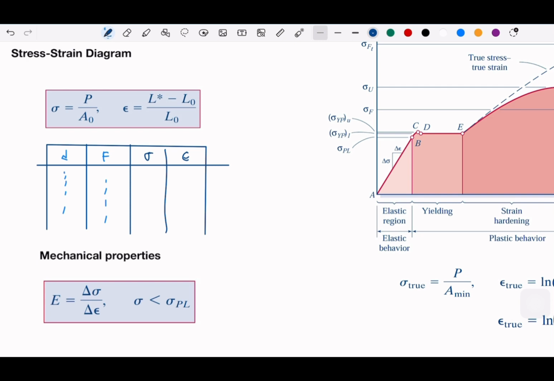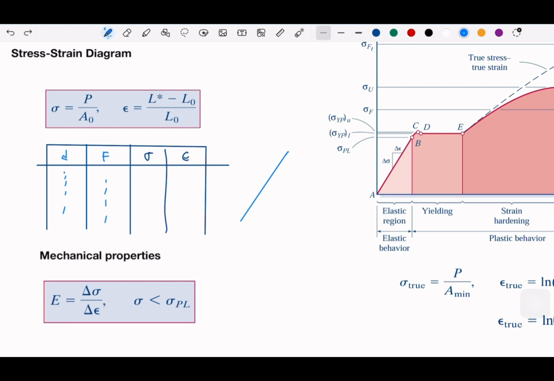Usually this is really smooth, but if you work with the data, it actually looks like this, and then you have a little bit of noise here, and then like that. That is just to show you that this is when the steel or the specimen is no longer elastic.